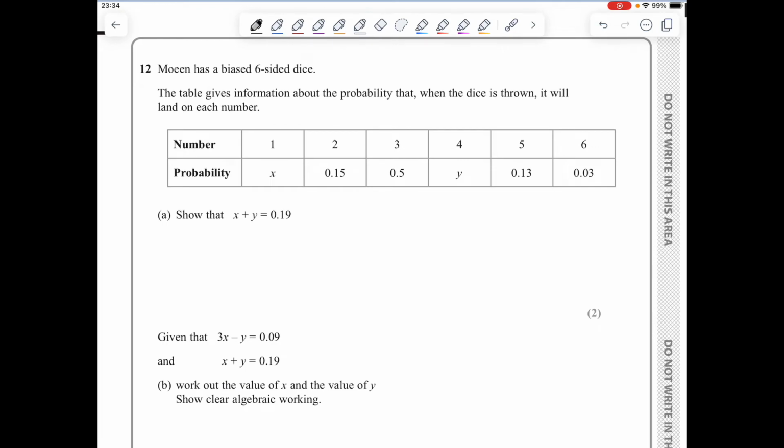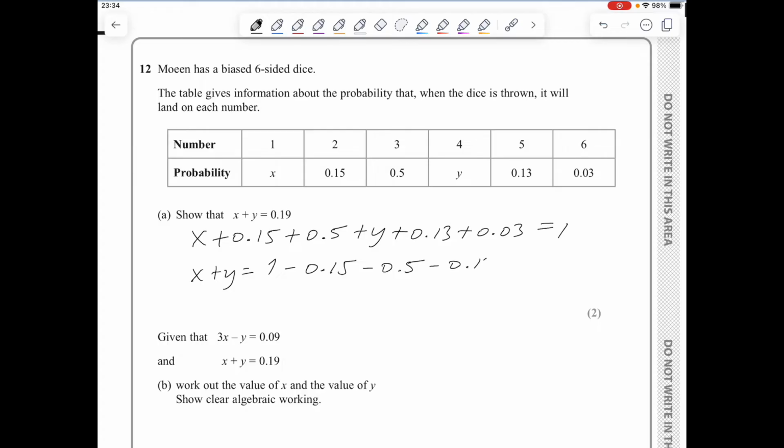For part A of question 12, adding all the probabilities should give me 1. So I get x plus 0.15 plus 0.5 plus y plus 0.13 plus 0.03 is equal to 1. Therefore, x plus y is equal to 1 minus 0.15 minus 0.5 minus 0.13 minus 0.03, and if you simplify the right hand side, it will give you 0.19 as required.